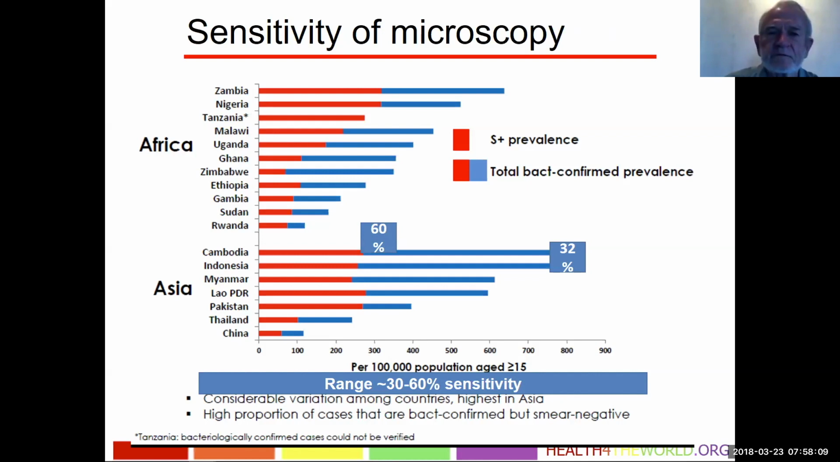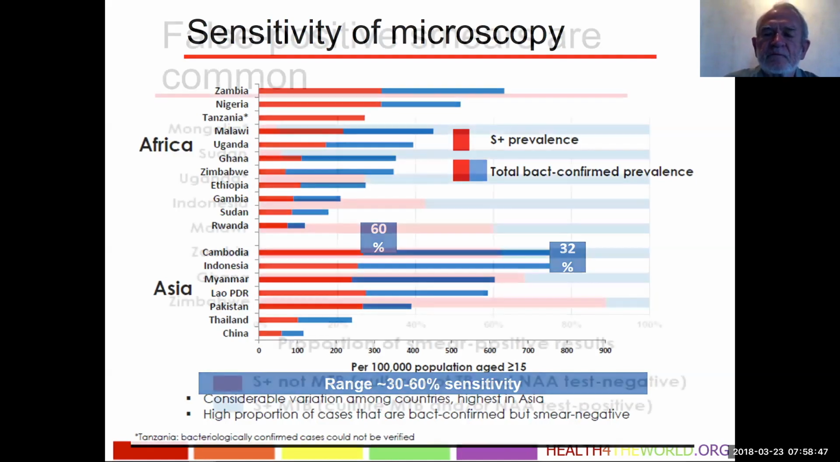And what you see here is the red bars represent the proportion of the cases that were smear positive. The full length of the bar, the red and blue bar, indicates the total number of cases that were bacteriologically confirmed by culture, or in some cases by a rapid molecular test. So the sensitivity of smear microscopy is not good. We've known that, but we haven't recognized just how variable the sensitivity is.